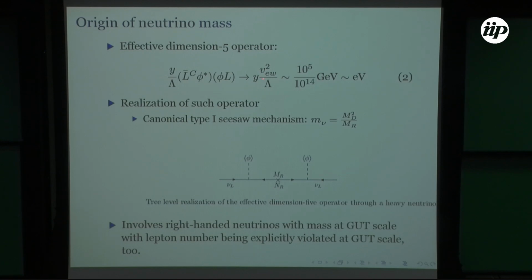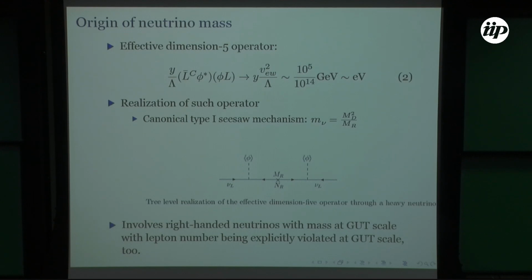For example, if this is the weak scale, this V squared is 10 to the 5. If this is a GUT scale, 10 to the 14, you are going to have an eV. So you may explain the smallness of the active neutrino mass with a large energy scale. This is the essence of the seesaw mechanism. Okay? How can you realize such an effective operator? You can realize it in many ways.